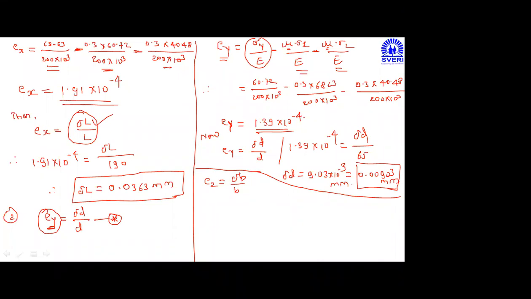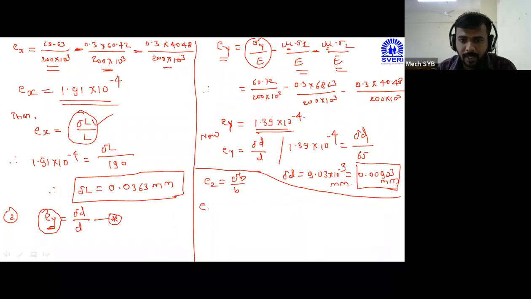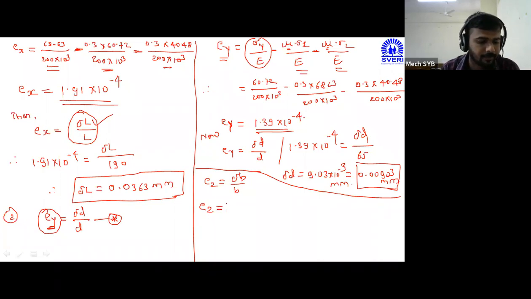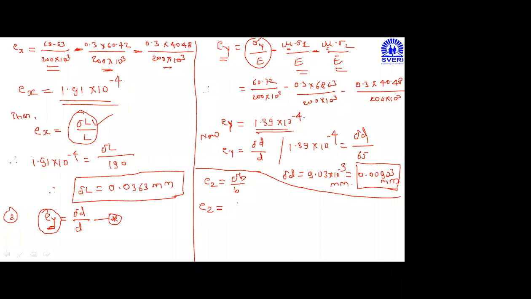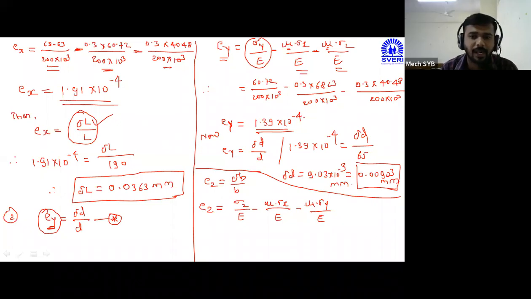Okay. Now, the second epsilon z formula to calculate the epsilon z. Tell me. Second epsilon z formula in the form of sigma x, y, and z. Sigma z by E minus mu sigma x by E minus mu sigma y by E. Correct. I have given this formula in your list.